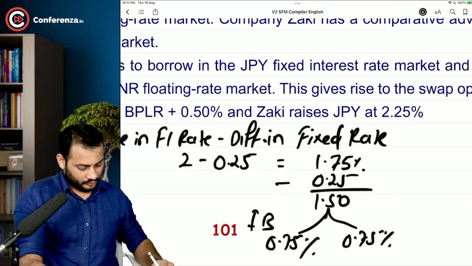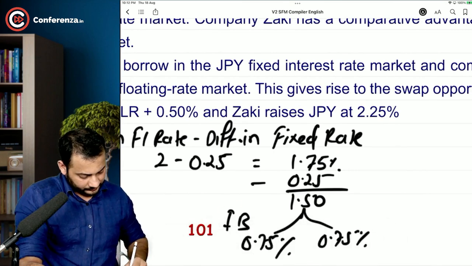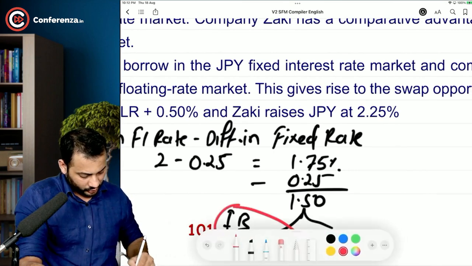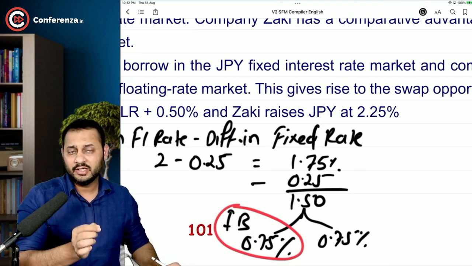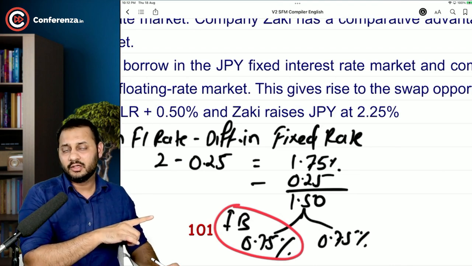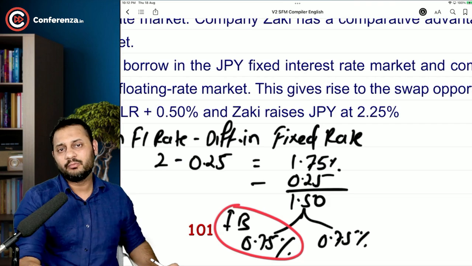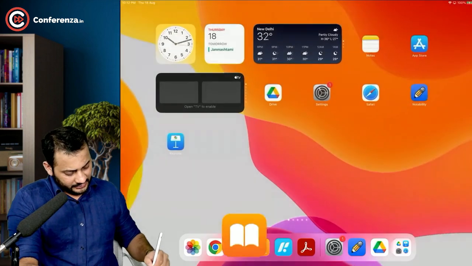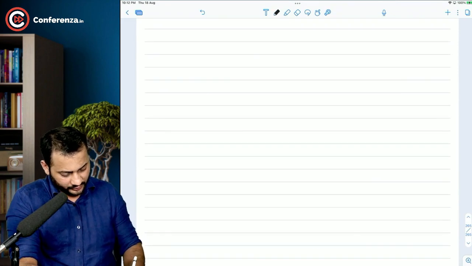What does that mean? Okay, so the result of this swap is IB will have a borrowing rate lower by 0.75%. IB will end up borrowing at its desired type of interest rate, but the cost will be lower by 0.75%. So let me just start this question in our notes with a few things that I want to write.